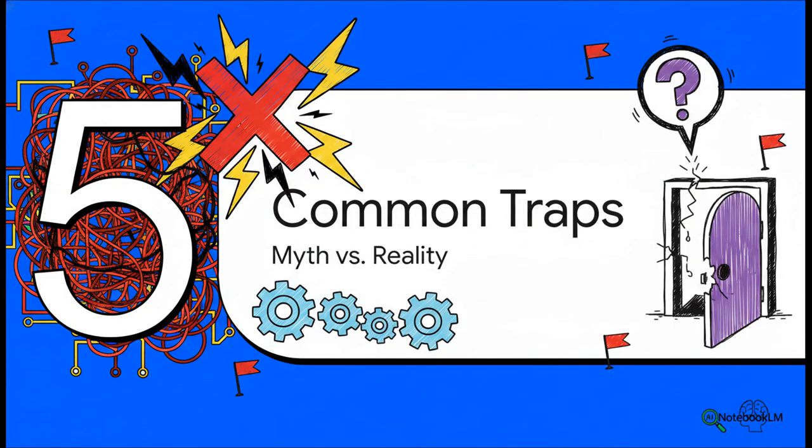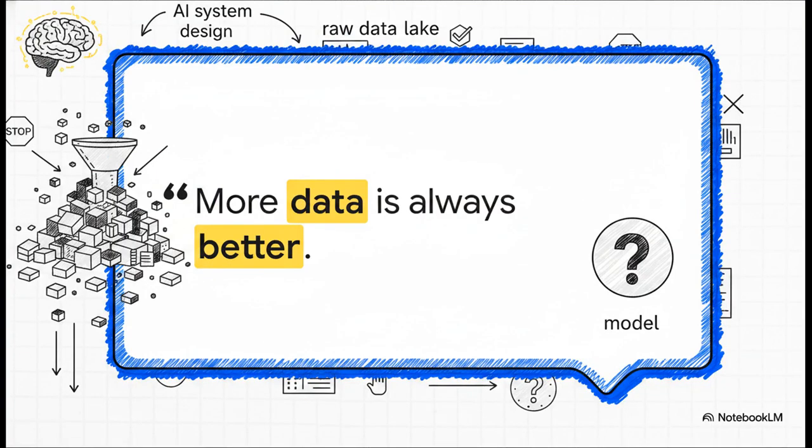Section 5, Common Engineering Traps, Myth versus Reality. To wrap up this interview gauntlet, let's rapid fire through the massive red flags that get candidates instantly rejected. Trap number 1. Junior engineers almost always say this: more data is always better for fine-tuning. They literally just want to throw the entire raw data lake at the model and cross their fingers.